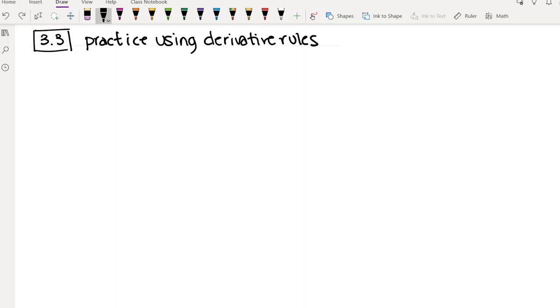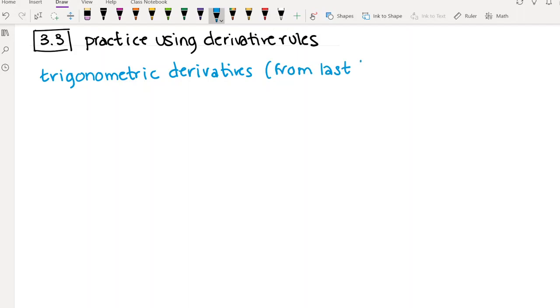Before we get into that, I just want to remind you of the new derivatives that we learned in the last video. So the trigonometric derivatives, these are from last time. In yesterday's video, we went through the derivatives of sine, cosine, and tangent. Then I asked you on your worksheet to use a similar idea to what we did with the derivative of tangent to figure out what the derivatives were for the other three trig functions. So I'll write those down as well.